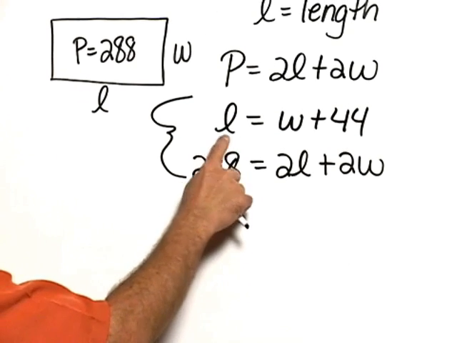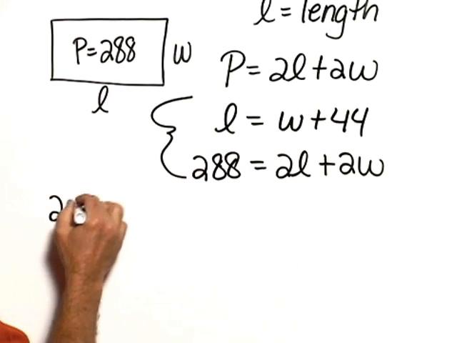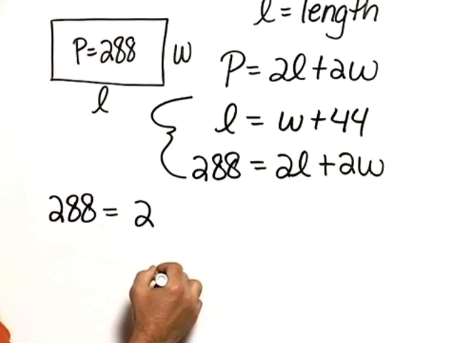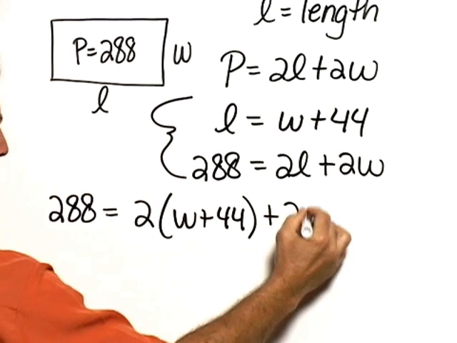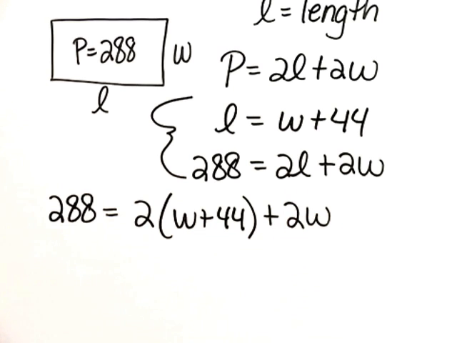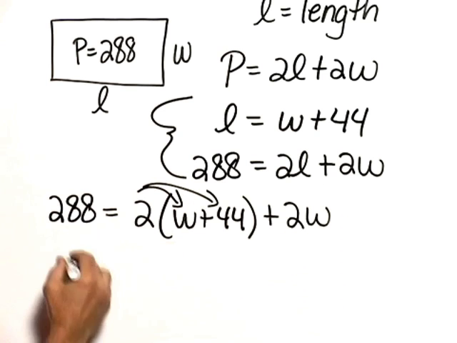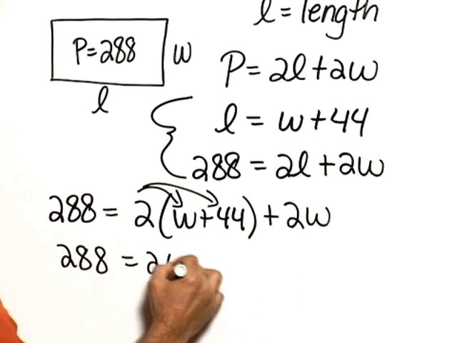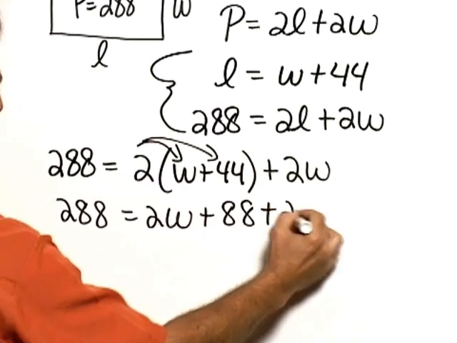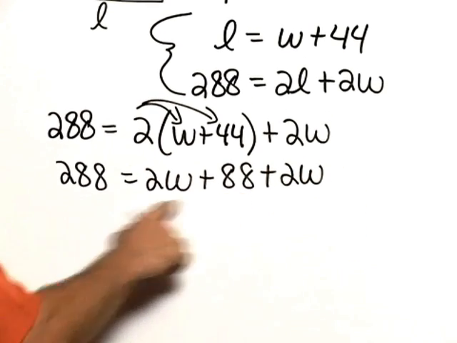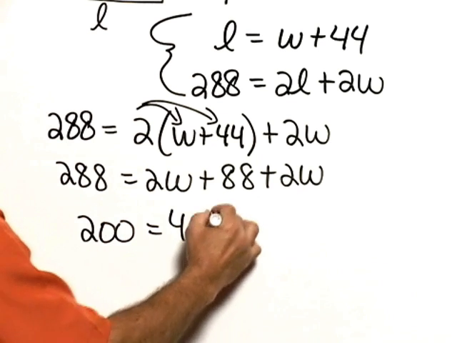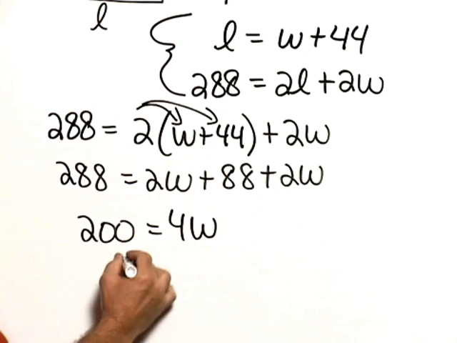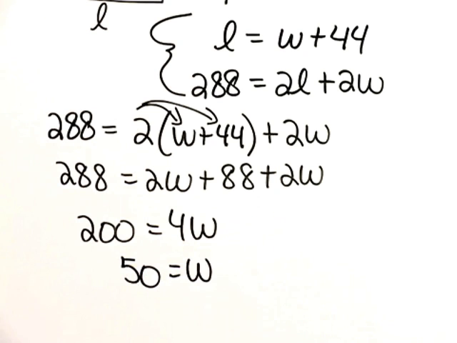This one is set up great for us to use substitution. So we have 288 equals 2 times L, and L is W plus 44, plus the 2W. Now we distribute the 2. 288 equals 2W plus 88 plus 2W. Subtract 88 from each side. We have 200 equals 2W plus 2W, which is 4W. Divide both sides by 4, and we find that W is equal to 50.